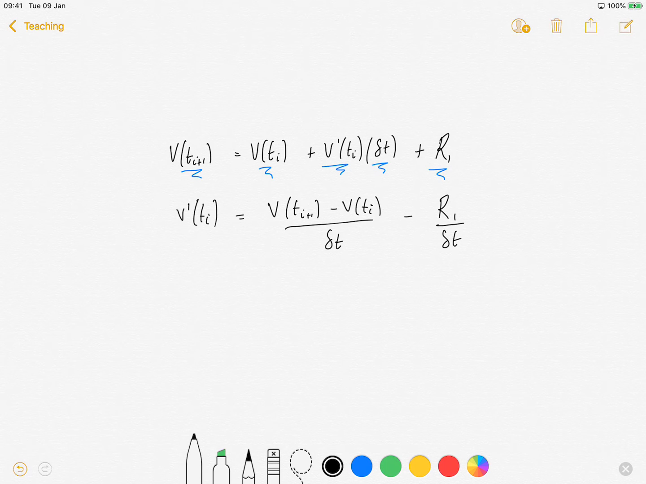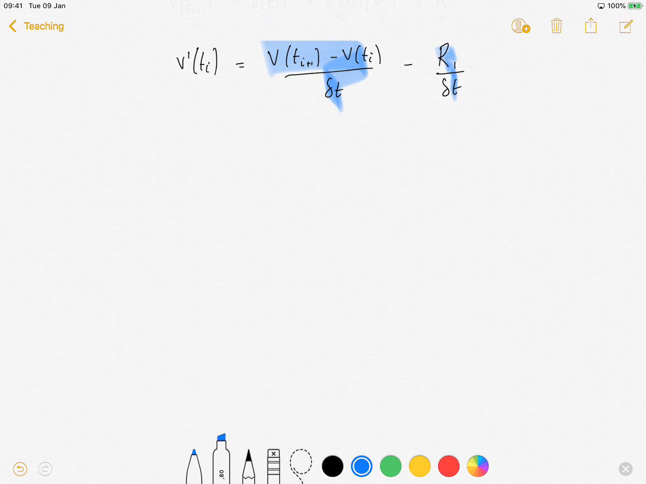Now, from our Taylor series approximation, you know that the first term on the right side of the equation, so that is this term, is known as the first order approximation, and our error term here, R1 divided by delta t, is known as the truncation error.